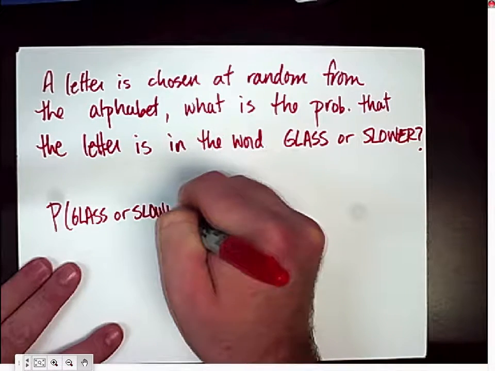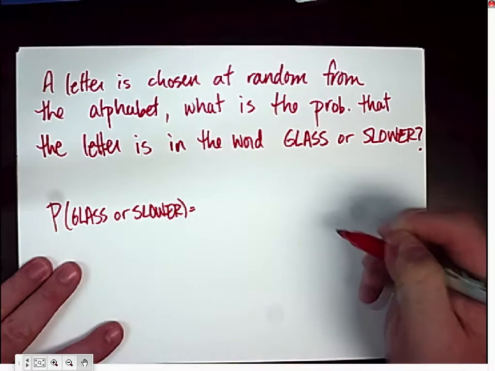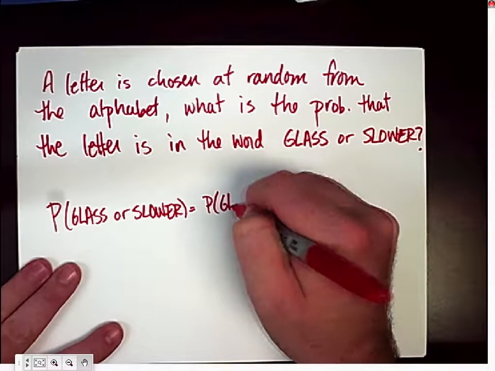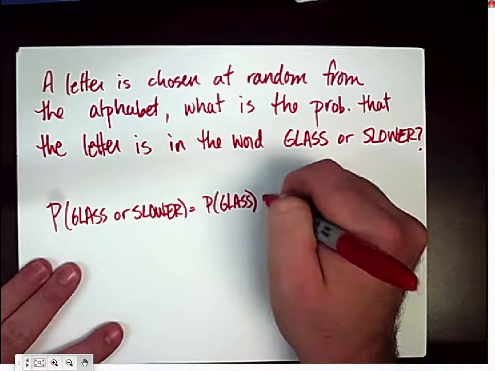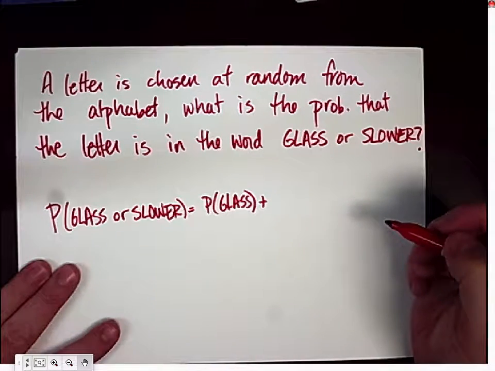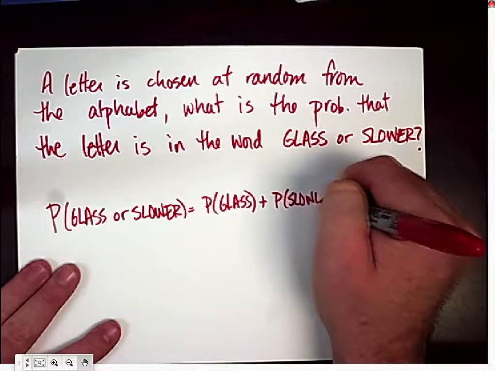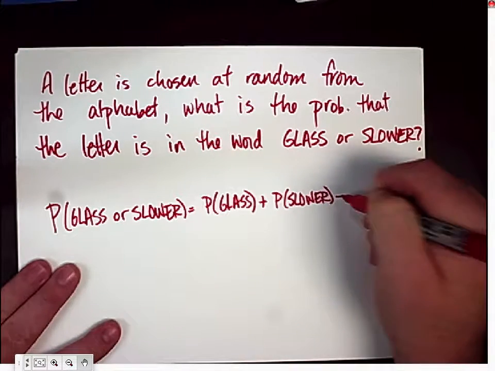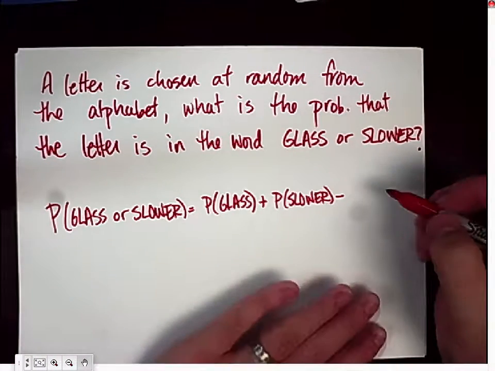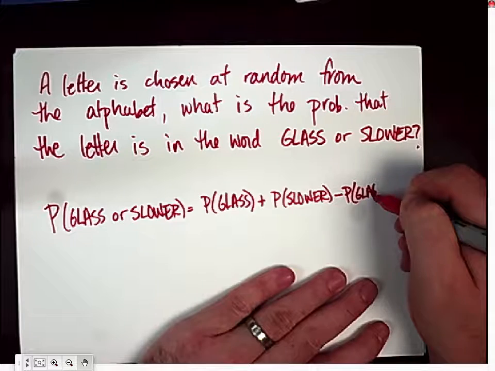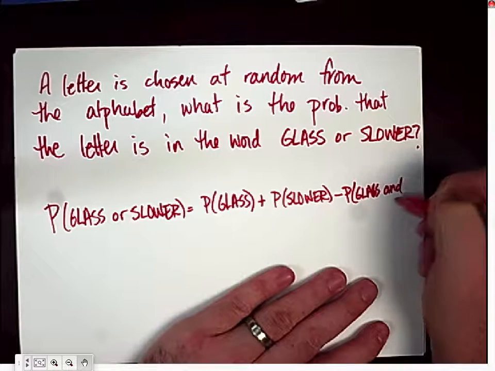So first, let's just fill in the formula. What would that be? Probability that it's in glass plus, because the word or, probability that it's in slower minus what? That it's in glass and slower.